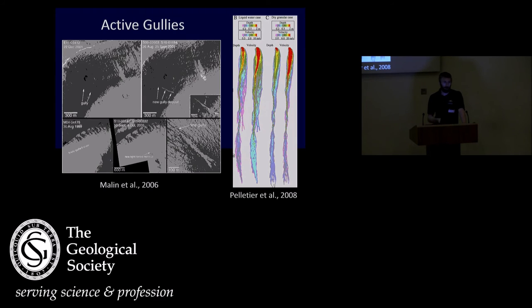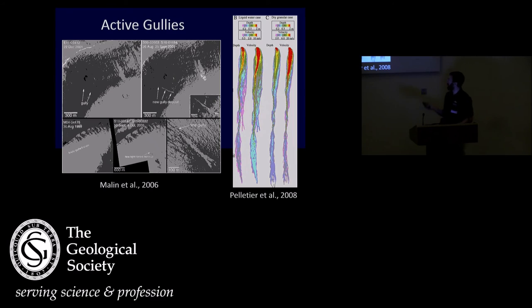So the basic thing here is that we've been studying active gullies on Mars. We now have 10 years of evidence for activity since Malin et al. in 2006 first reported a couple of new bright deposits associated with gullies. There's been a question, however, since the first detections, of whether this current activity is actually forming gullies or if it's just degrading old pre-existing gullies.